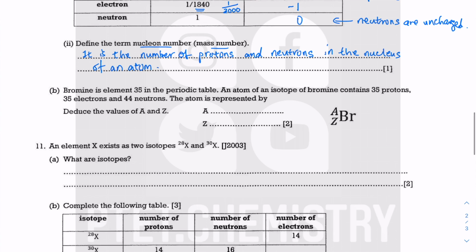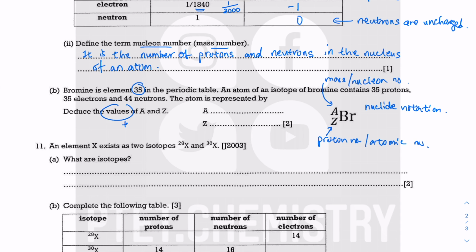Okay, so bromine is element 35 in the periodic table. This is what you call the nuclide notation, which is the international standard. So written on the far left at the bottom is going to be the proton number, or you call it atomic number. On the top left is what you call the mass number, or you call it nucleon number. So they want the values. Be very careful. They do not want you to put the label. They want the values. So element 35 means proton 35.